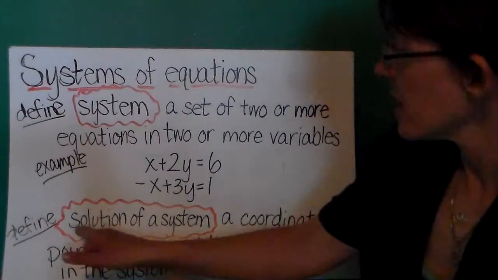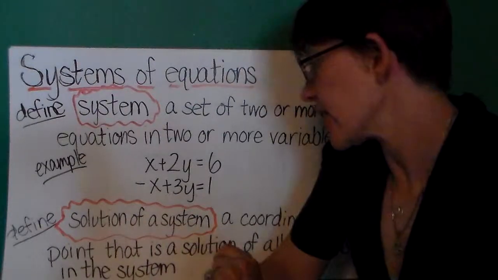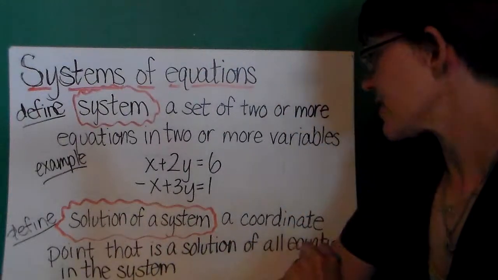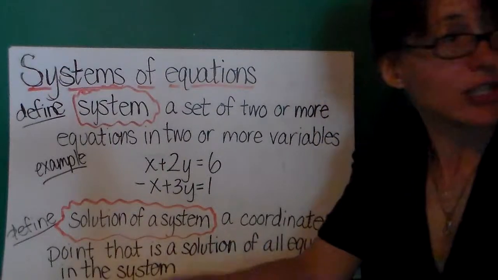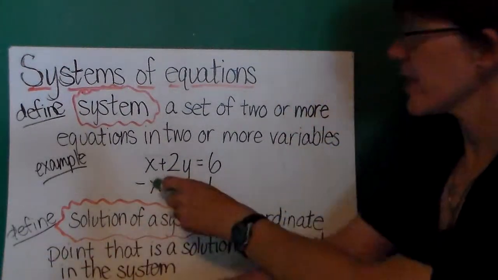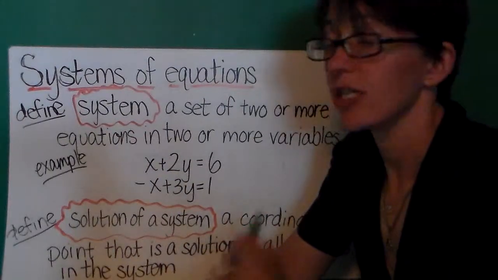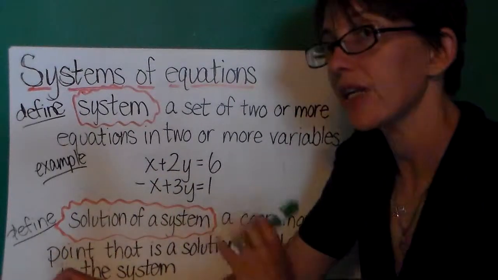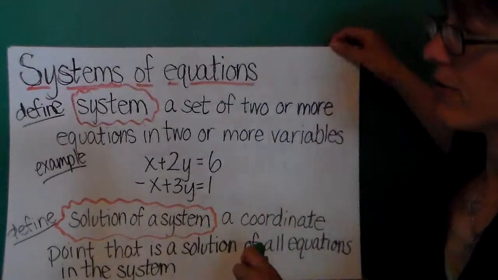of equations. A solution of a system of equations is a coordinate point that is a solution of all equations in the system. So a solution point has to work in both of these equations in order to be a solution. It can't work in just one of them and be a solution of the system.